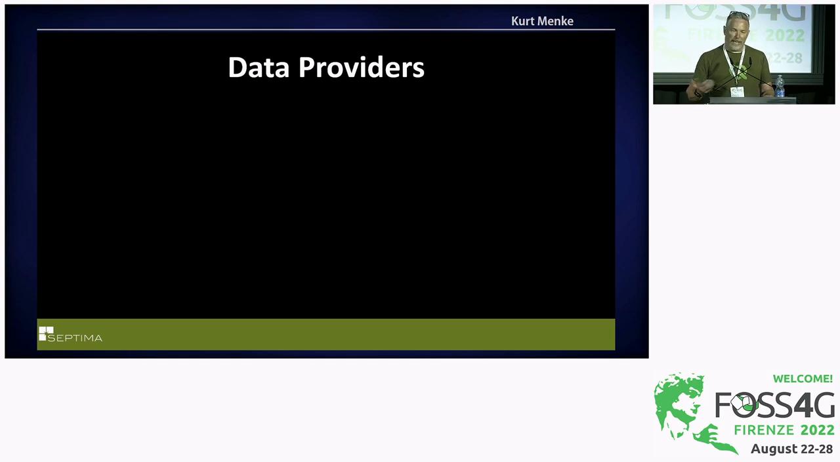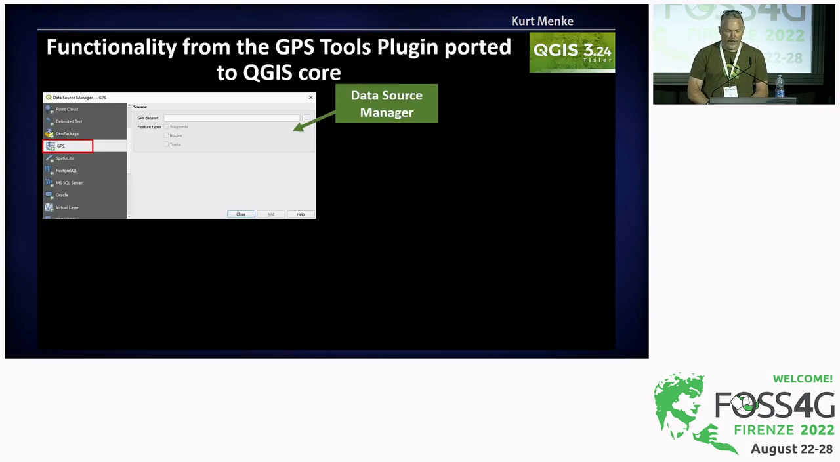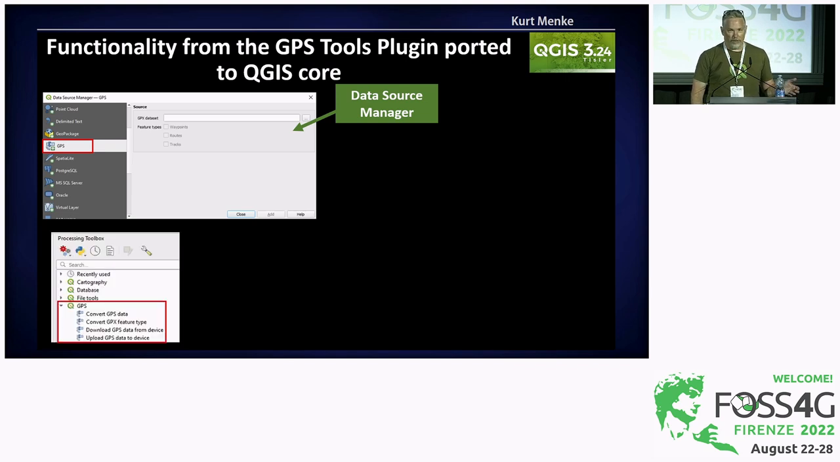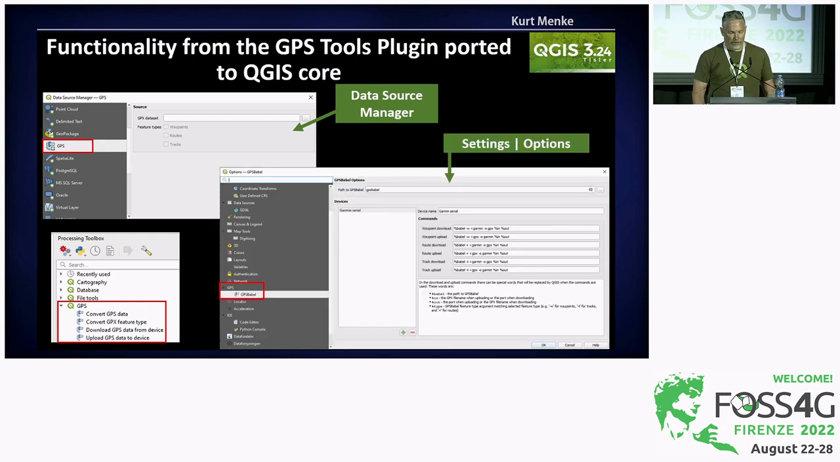So the first category I'm going to talk about is data providers. In 3.24, the functionality from the GPS Tools plugin was ported into QGIS core. You'll find this now in a few different places. The Data Source Manager has a GPS tab where you can import GPX files. There are also some algorithms in the Processing Toolbox that have been ported as part of this move. And there's also, in Settings, Options, a tab to configure the GPSBabel settings.